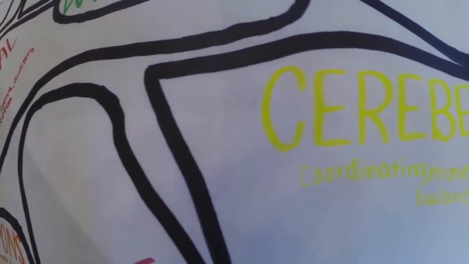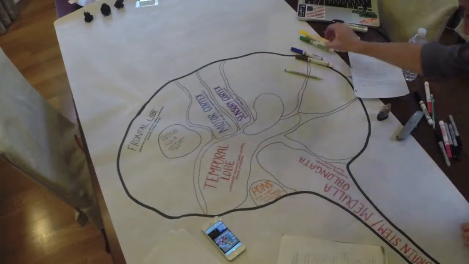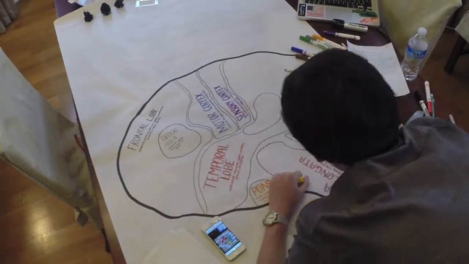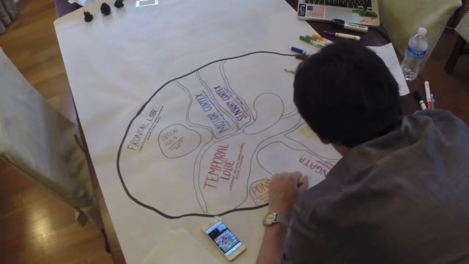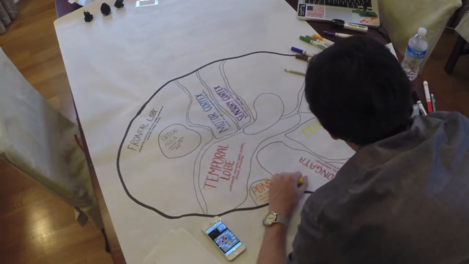Now we have the cerebellum. The cerebellum is the part of the brain responsible for regulating and coordinating movement, posture, and balance. This also has the nickname of being the mini brain of the big brain.